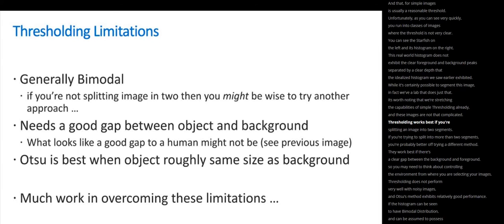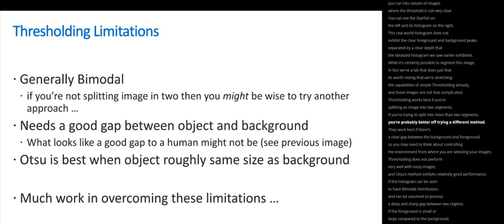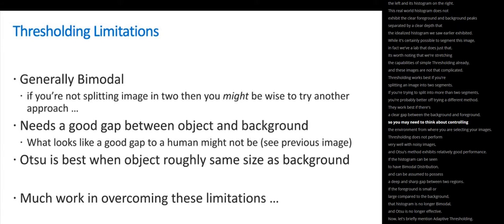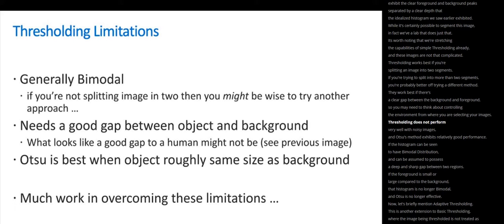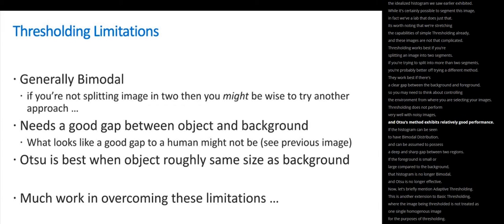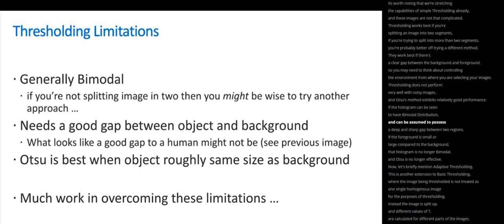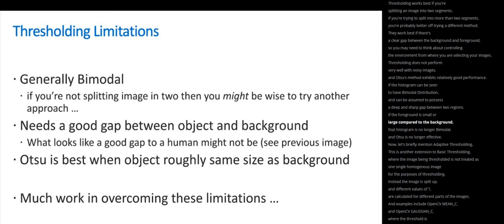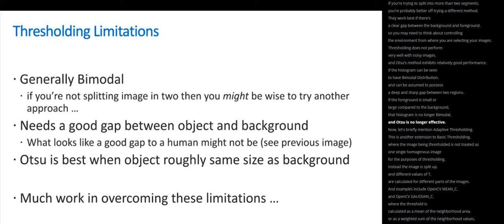So thresholding works best if you're splitting an image into 2 segments. If you're trying to split into more than 2 segments, you're probably better off trying a different method. They work best if there's a clear gap between the background and foreground, so you may need to think about controlling the environment from where you're selecting your images. Thresholding does not perform very well with noisy images, and Otsu's method exhibits relatively good performance if the histogram can be assumed to have bimodal distribution and can be assumed to possess a deep and sharp gap between 2 regions. If the foreground is small or large compared to the background, that histogram is no longer bimodal and Otsu is no longer effective.